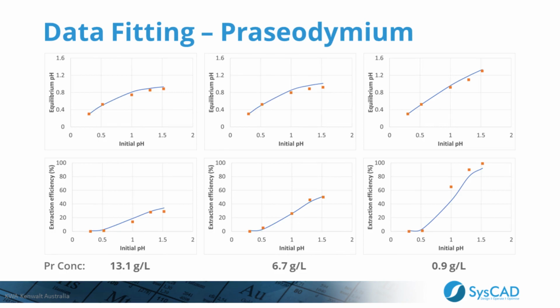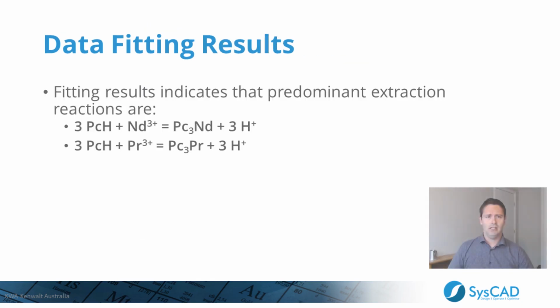These shakeout tests are for pure metal chloride salt mixed with a fully acidified cation exchanger diluted in organic carrier phase. And the R-squared of the fit ranged from 95 to 98%. So you can see visually as well as in the R-squared that the data fit was very good. And based on the data fit results, the predominant extraction reactions were the exchange reactions. Solvation did not happen to a significant extent. So it's an exchange of acid with neodymium and praseodymium that was occurring.